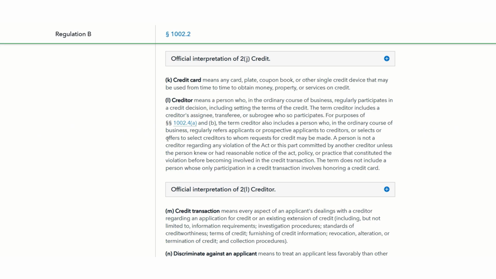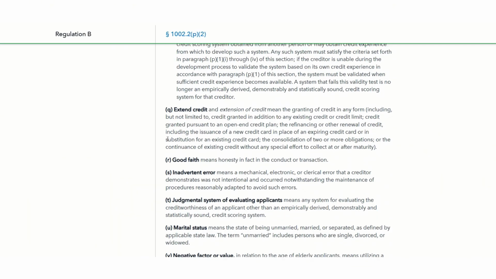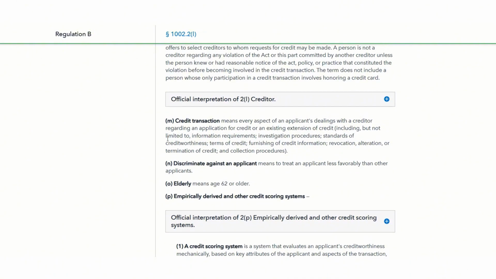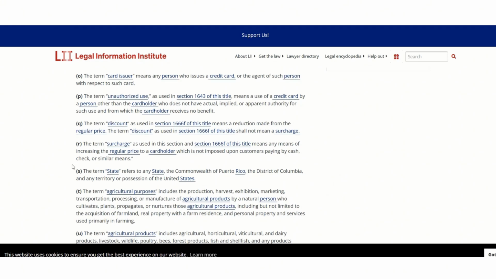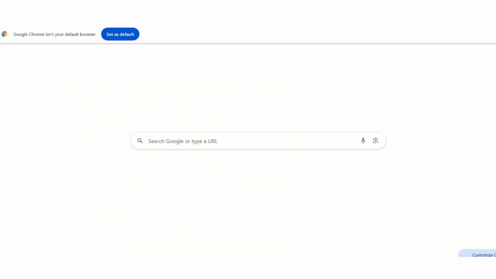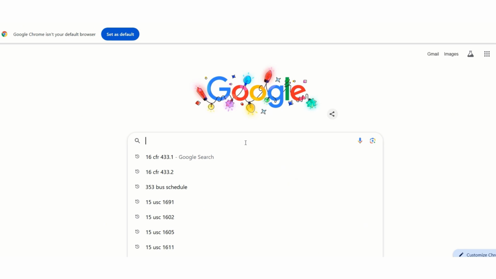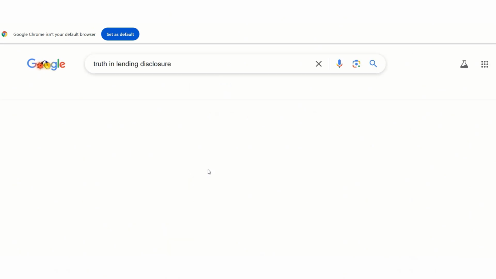All right, so let's move forward. Now that we got that understanding, you got your consumer credit contract, right? Now they got to give you disclosures, all the material disclosures, right? And in that disclosure, there's a finance charge. So let's see what type of finance charge every financial institution gives. Let's look up truth in lending disclosures and see how one looks.